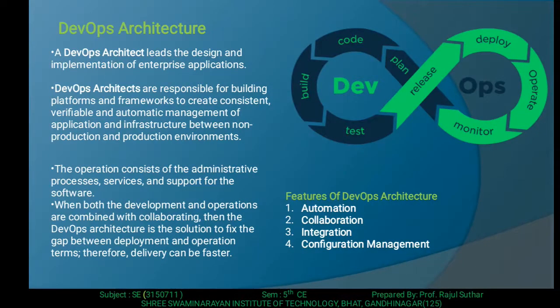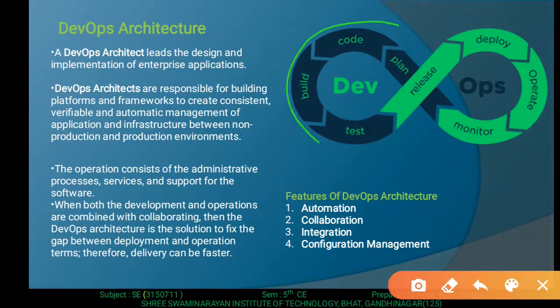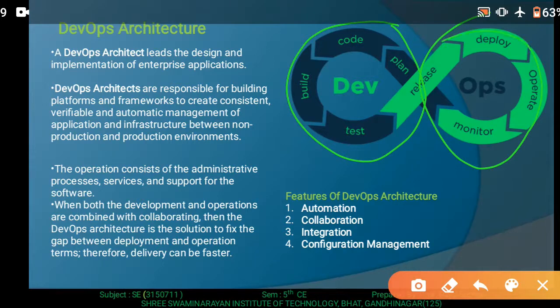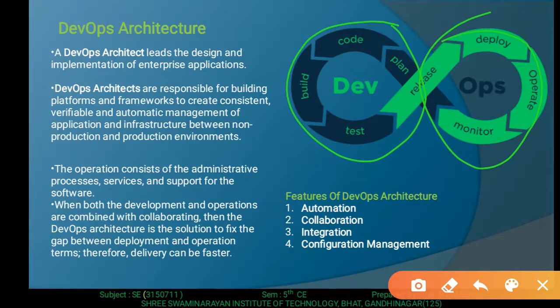Then let me discuss DevOps architecture. Here is the DevOps architecture, let me show it with the figure. All the things we have discussed are covered here. DevOps architecture leads the design and implementation of enterprise applications. It is responsible for building the platform and framework to create consistent, verifiable automatic management. So it is nothing but the automatic management of application and infrastructure between non-production and production environments.